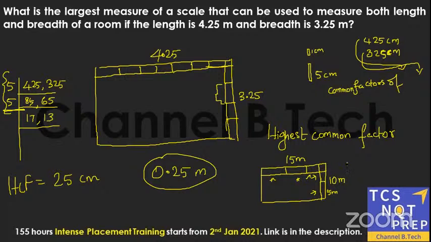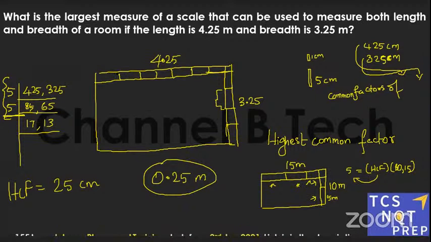So what is that 5 for 15 and 10? The HCF of 10 and 15 is nothing but 5. So that is the largest value, the largest value that will divide both length and breadth. That is why we are finding just the HCF of the length and breadth to find the highest measure of the scale.